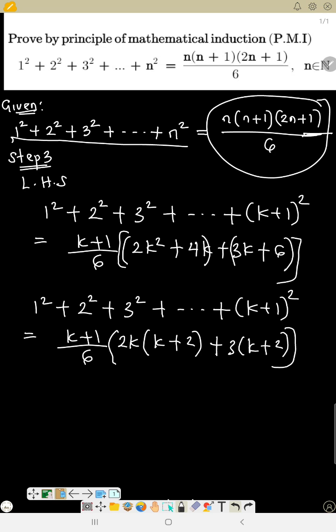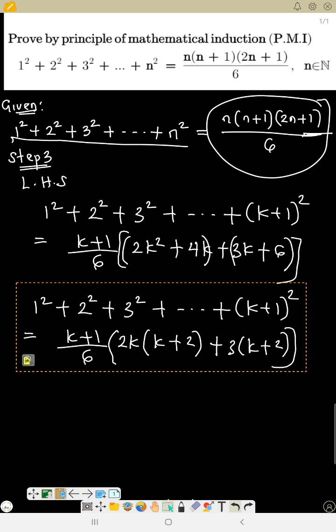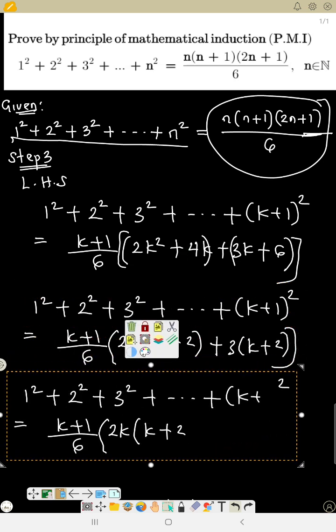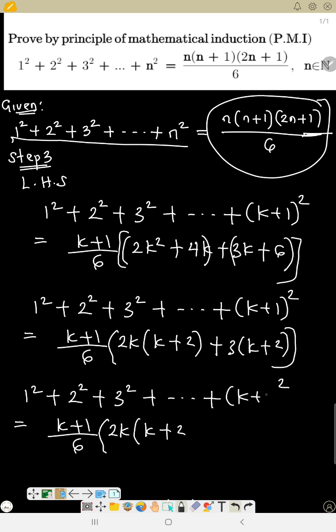Please, if you don't know how to factorize, go and watch my video on factorization so you can understand that step very well. So k plus 2 is here, k plus 2 is here, it is common. So I'll take it out of the two. Now take out the k plus 2, so we have k plus 2. Also take the outside numbers: 2k plus 3. So that will be 2k plus 3.